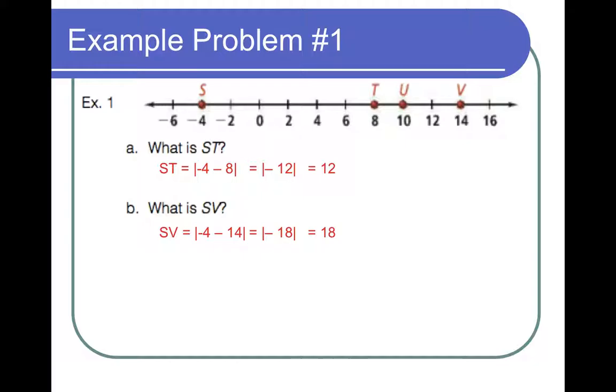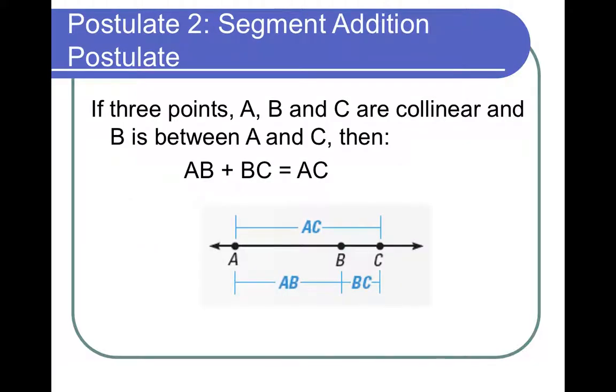All right, so we're moving on to our next postulate, which is the segment addition postulate. The segment addition postulate says if 3 points, A, B, and C, are collinear, that means, again, they're on the same line, and B is in between A and C, then AB, this piece right here, plus BC, this piece right here, equals the whole thing, AC. And again, if you look at it, of course it does. That's why it's a postulate. You can't prove it. You just know it is. That the sum of the parts, in this case AB and BC, equals the whole, in this case AC.